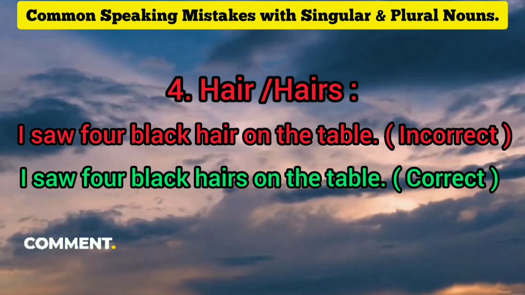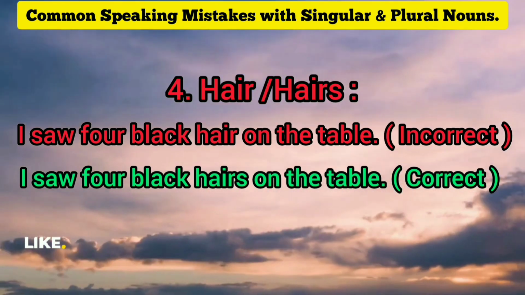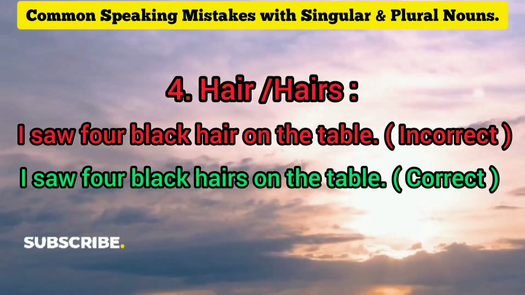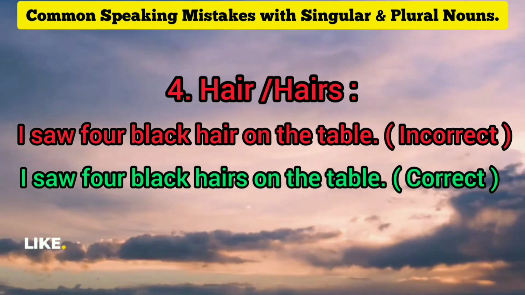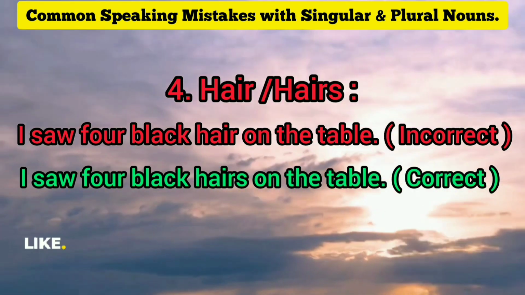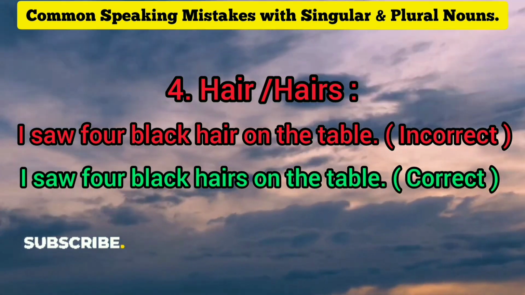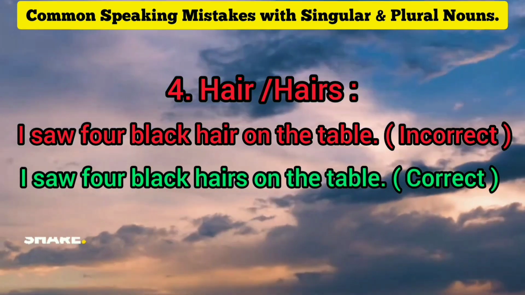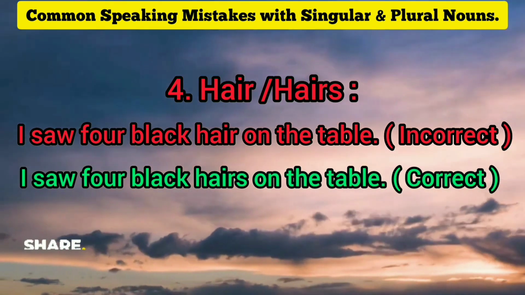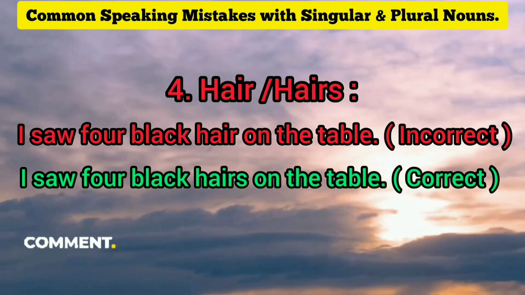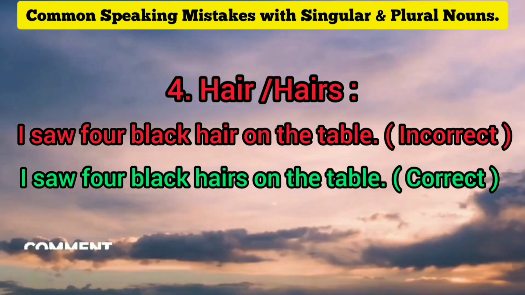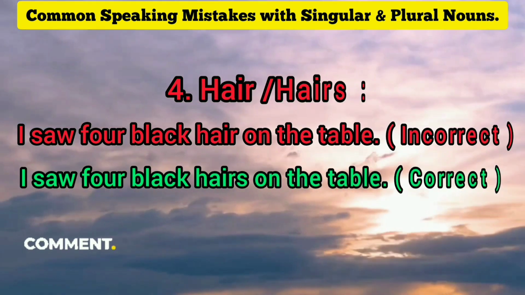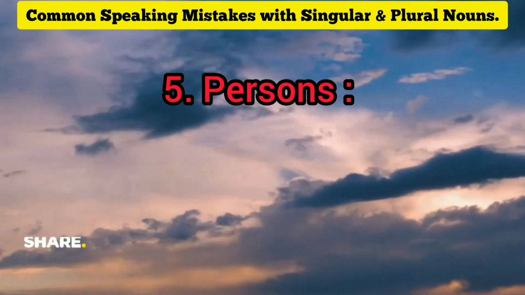So as I already mentioned in the previous sentence, like he has brown hair, he has blonde hair, or he has curly hair. So like this, when you're trying to describe numbers, like 4, 5, 6, it's countable, then you have to use hairs, you have to add s. That means I saw 4 black hairs on the table, not 4 black hair. Up next, we will focus on the next common mistake that is made.